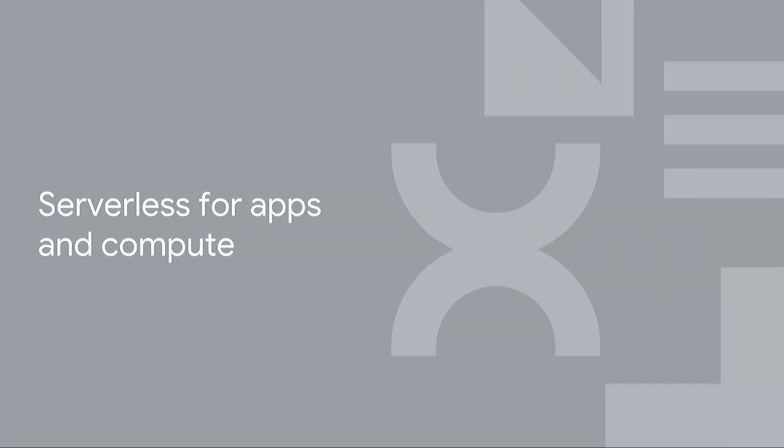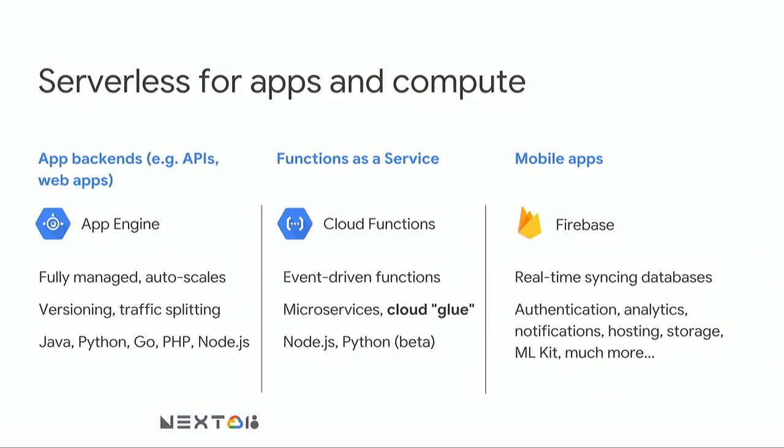So, serverless for apps and compute. Here are the three broad categories, I would say. We've got App Engine Standard, which is very serverless and has been for a long time, in the sense that it scales up and scales down to 0. The resources go to sleep when you're not actually using them, and you can run your whole app. Think of your entire web app scaling up and scaling down.